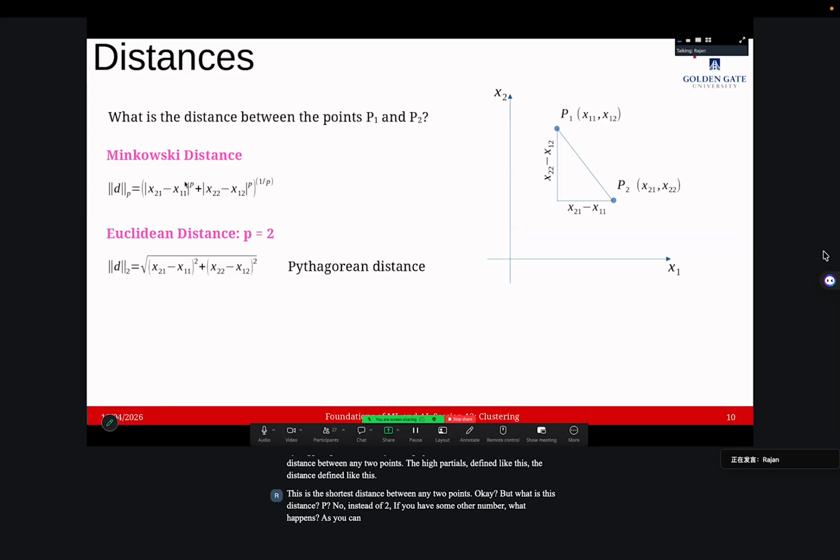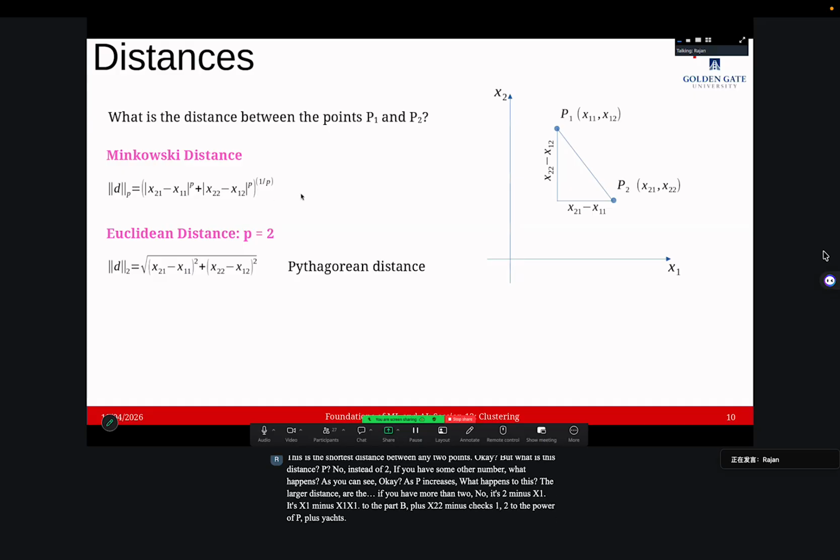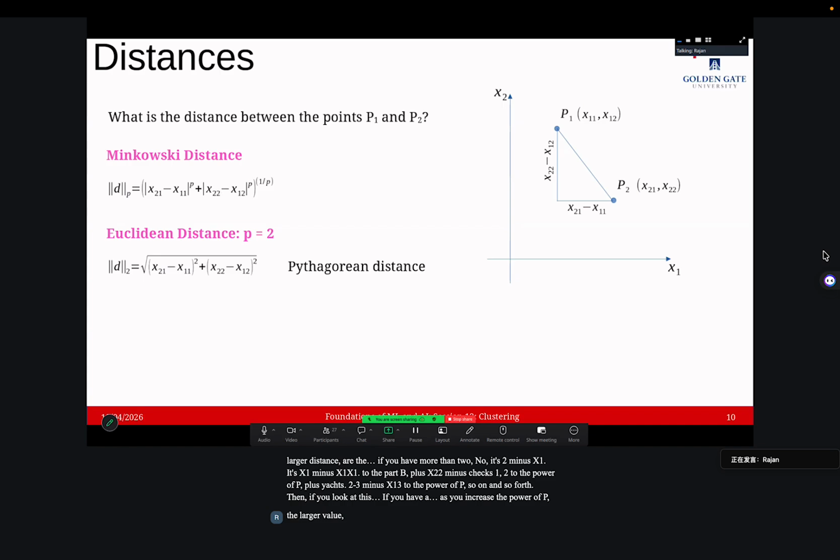As p increases, what happens to this? If you have more than 2 dimensions, you have x2 minus x1 to the power p, plus x22 minus x12 to the power p, plus x23 minus x13 to the power p, and so on and so forth. If you increase the power p, the larger value increases by a larger amount than the others.